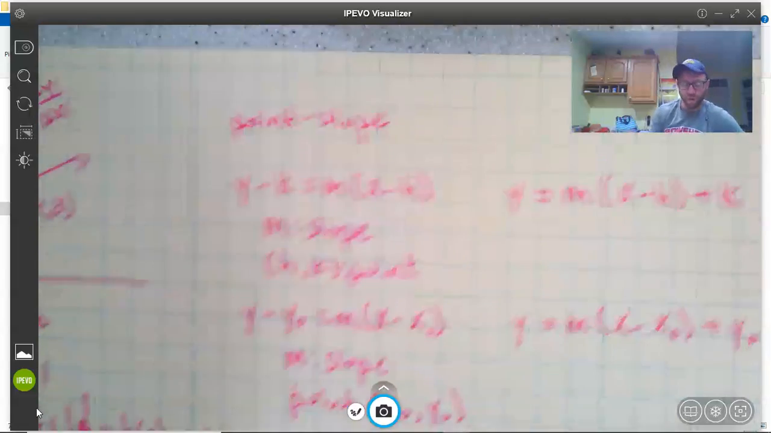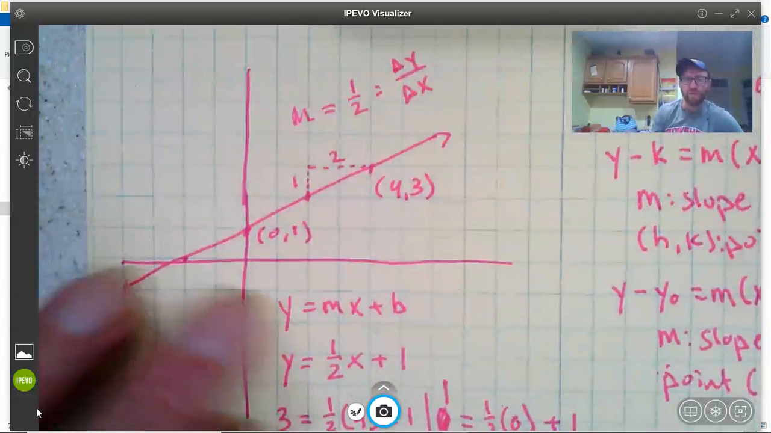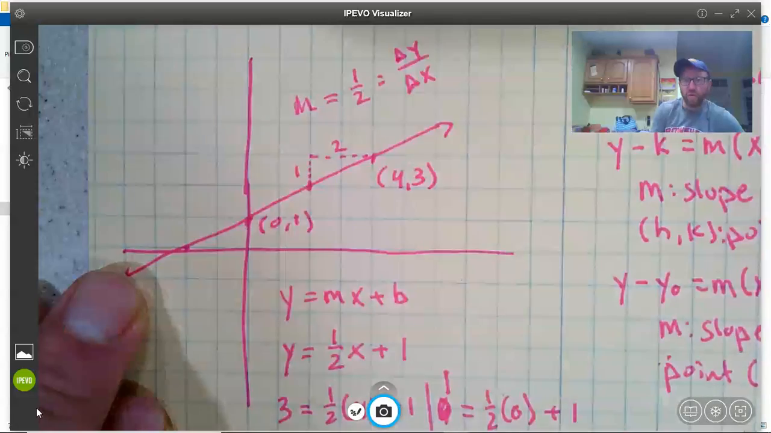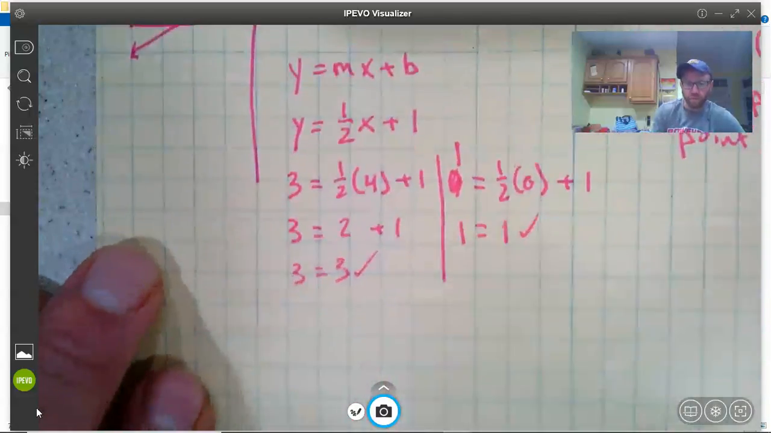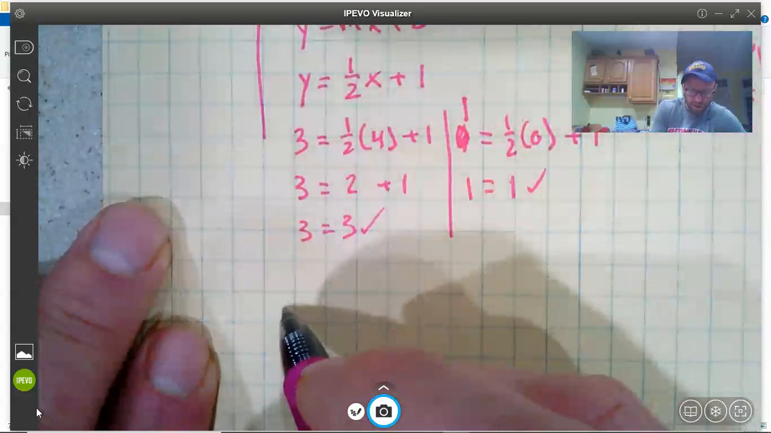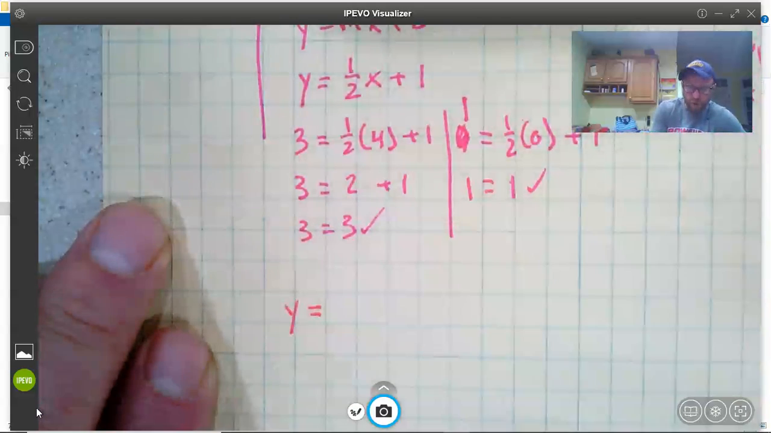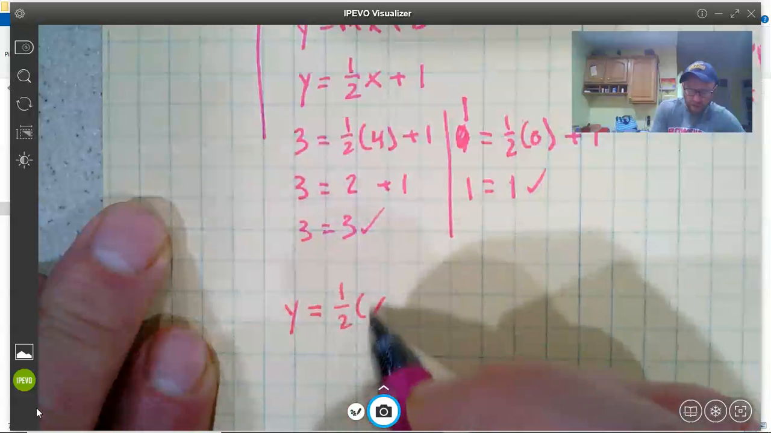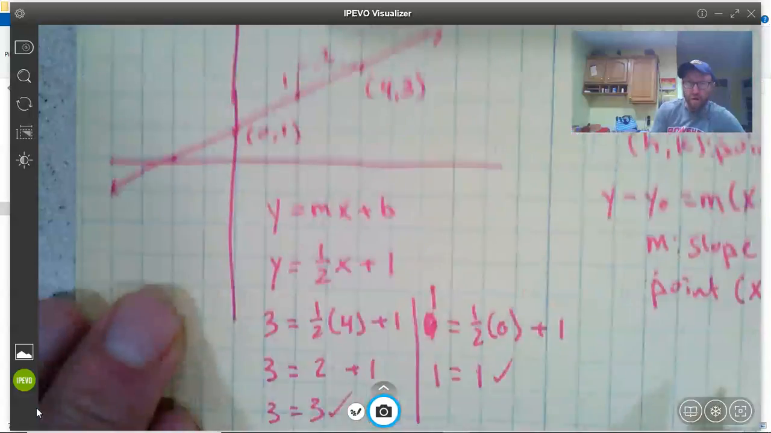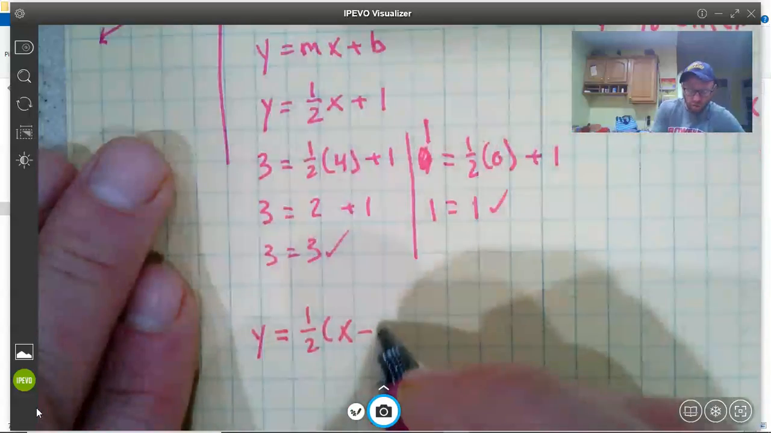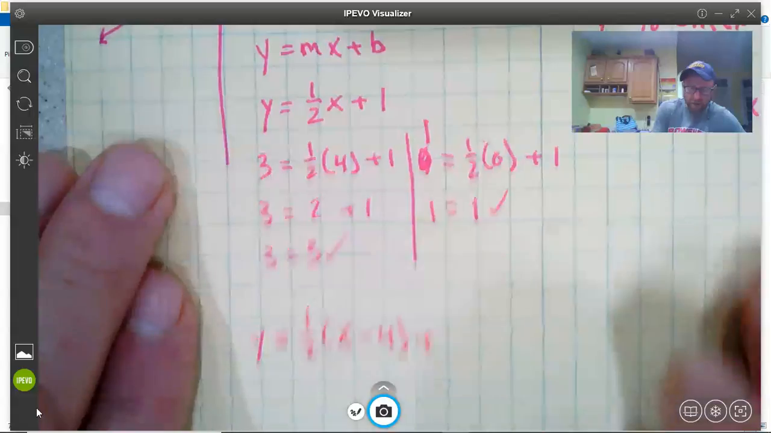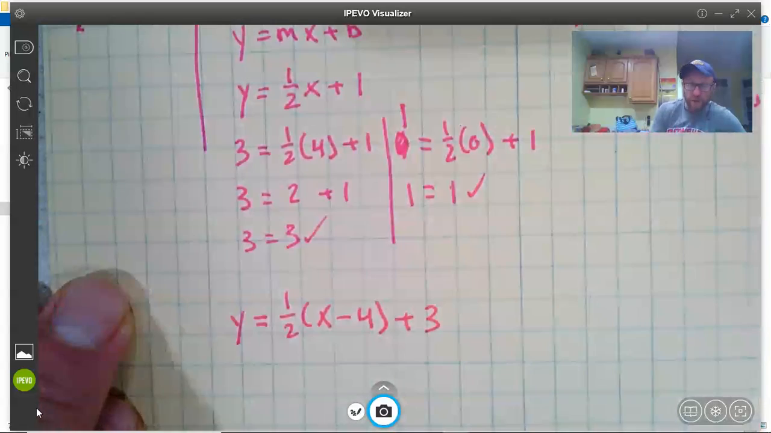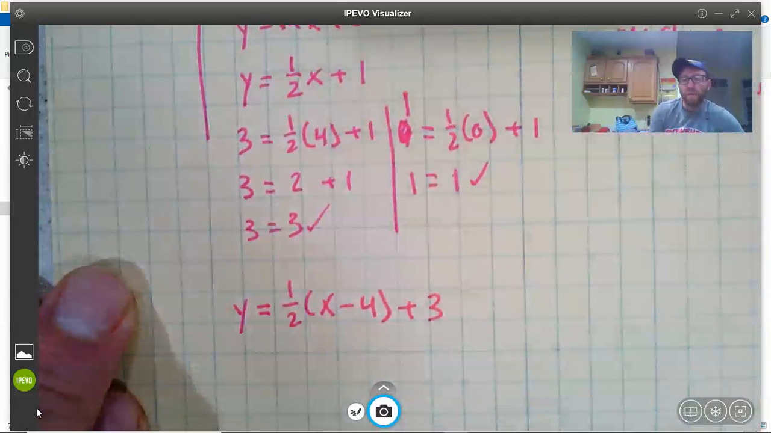That's all. So let's go ahead and write this equation using that form. Here, my slope is 1/2, and I'll use the point (4, 3). So let's go down here. We have y equals, I'll use that second form, slope was 1/2, times (x minus our x-coordinate, which is 4), plus our y-coordinate, which is 3. And there, ta-da!